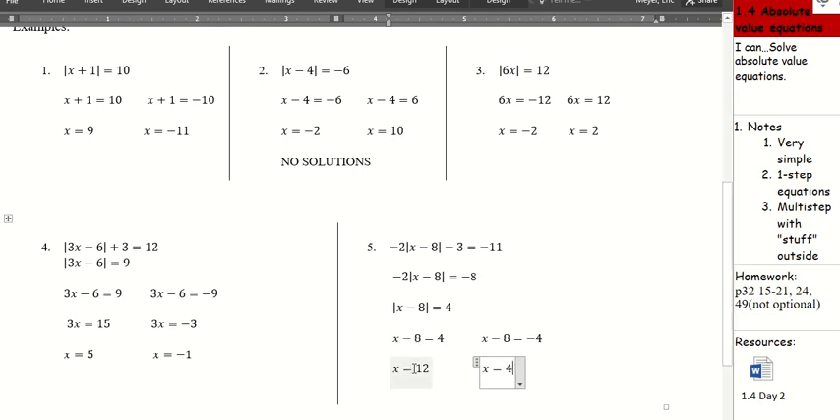Now we check our answer because it needs to work. 12 minus 8 is 4. 4 times negative 2 is negative 8. Negative 8 minus 3 is negative 11. What if I plug in 4? 4 minus 8 is negative 4. Absolute value of negative 4 is 4. 4 times negative 2 is negative 8. Negative 8 minus 3 is negative 11. So we checked our work.